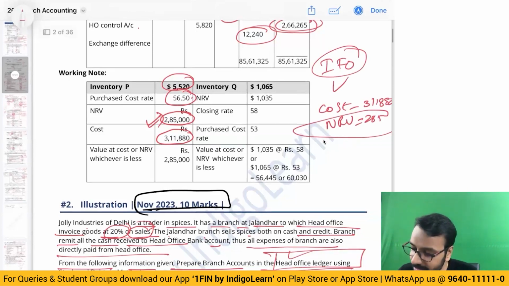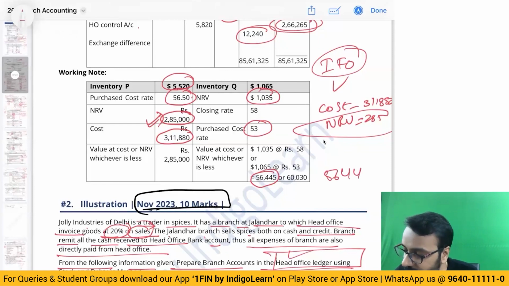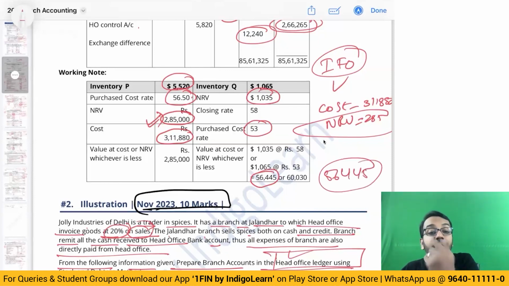In the second scenario, what has happened? Cost is 1035 at 53, so cost is 56,445. I will record in my books 56,445. So I have to continue to show it at the lower value, which is the cost. I cannot show it at a higher value. Clear, Vishnu? In non-integral, you will as it is take the closing balance and convert. So whatever valuation the non-integral branch has done, that value as it is we will take.